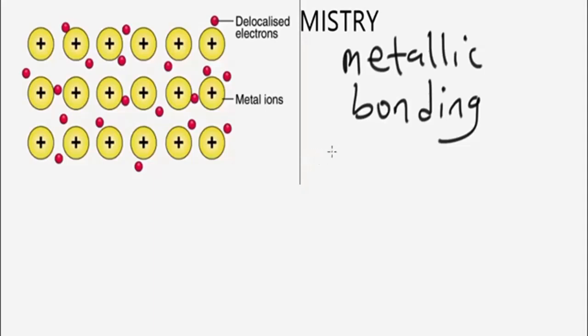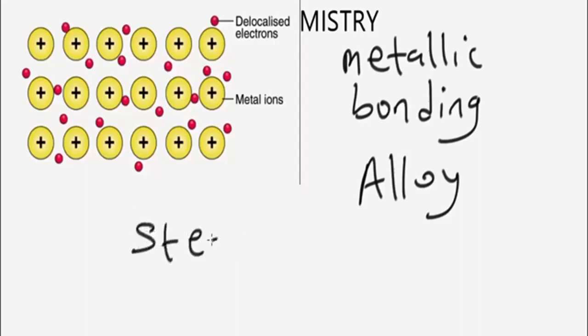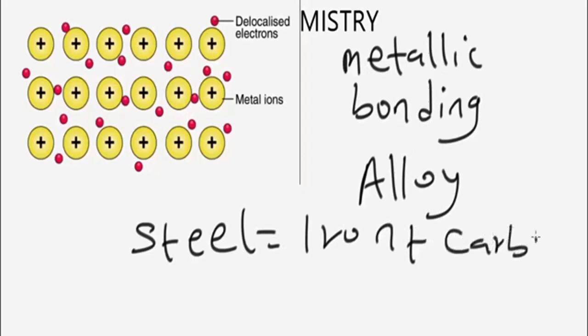Very important. Now, having known this basic information about metallic bonding, let's look at the concept of alloys. Note that alloys are a combination of two or more metals. So a combination of two or more metals will give you what? An alloy. Now we have basic examples of alloys. We have steel. Steel is an alloy made up of iron plus carbon.